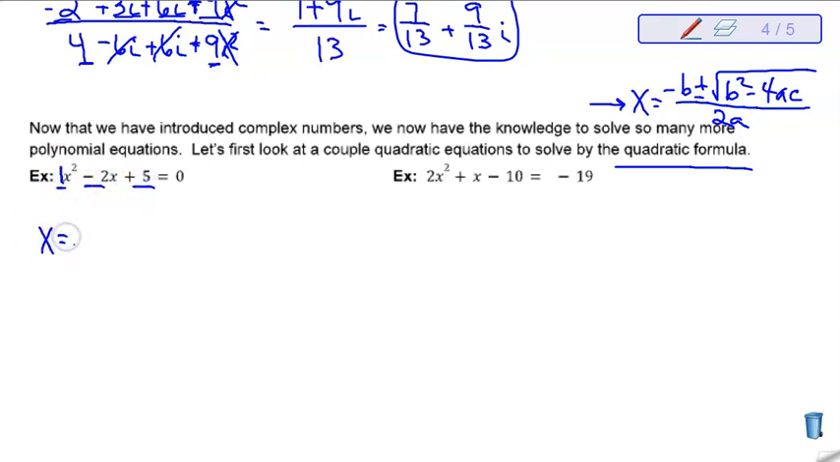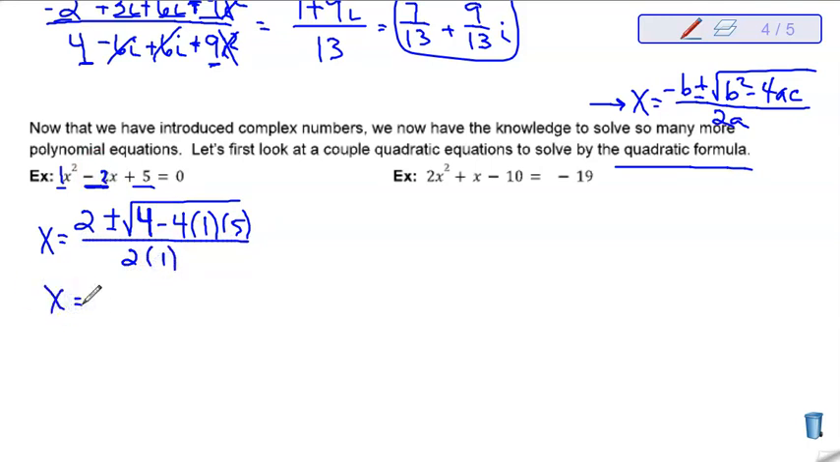So let's do it. x equals negative b, so the opposite of negative 2 is 2, plus or minus the square root of b squared minus 4 times a times c. So I got this 4 by squaring that 2. All over 2a, which is 1. All right. Simplifying underneath that radical, I get 2 plus or minus. Now we have 4. This gives me 20, so what's 4 minus 20? Well, that's negative 16, all over 2.